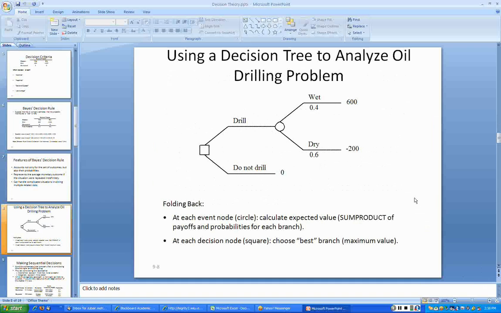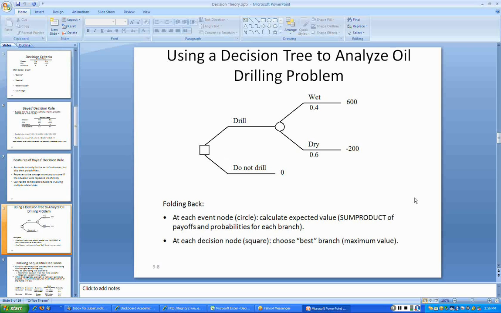Now here is a schematic representation of the same situation, which is called a decision tree. This is a very simple problem, so the power of decision trees is not obvious here, but if it is a sequential decision making process, you would see the power of decision trees.